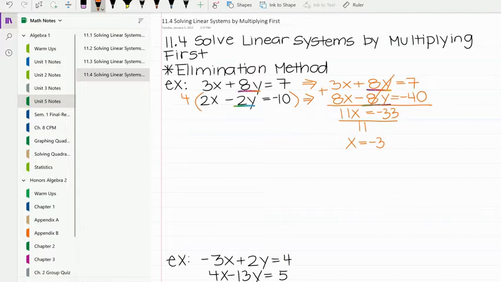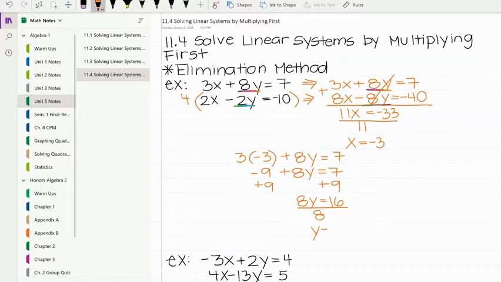Now that I have x, it's the same as it always is. You can plug it into either equation to find y. I'll use the top one. So 3 times x, which is negative 3, plus 8y equals 7. This would be negative 9 plus 8y equals 7. Then I'm going to add 9 to both sides. So we would get 8y equals 7 plus 9, which is 16. Our last step would be to divide by 8, so we get y equals 2. So our final answer would be the ordered pair negative 3, 2.